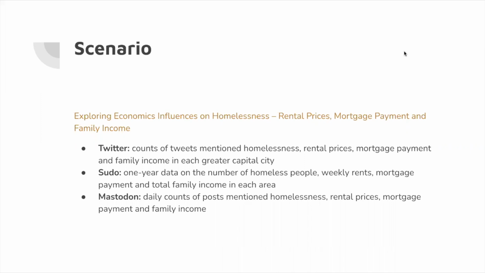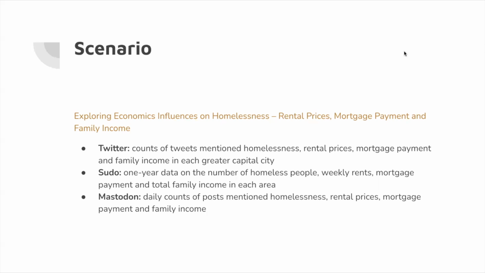We've collected counts of tweets mentioning homelessness, rental prices, mortgage payments, and family income across each greater capital city. We do the same with Mastodon data, but instead we have daily counts of posts. And we also utilize Pseudo for detailed data on the number of homeless people, weekly rents, mortgage payments, and total family income in each area for one year. We aim to uncover correlations and trends between those factors and homelessness.